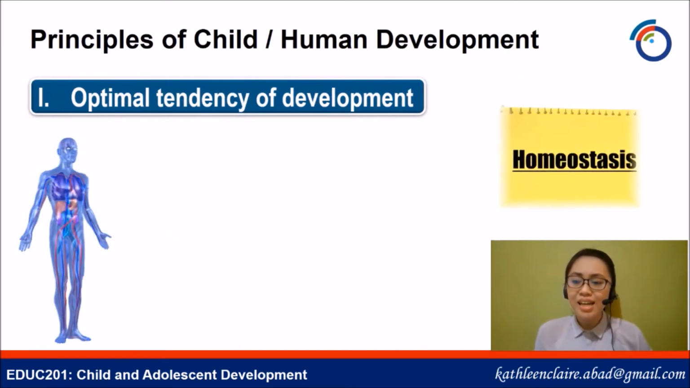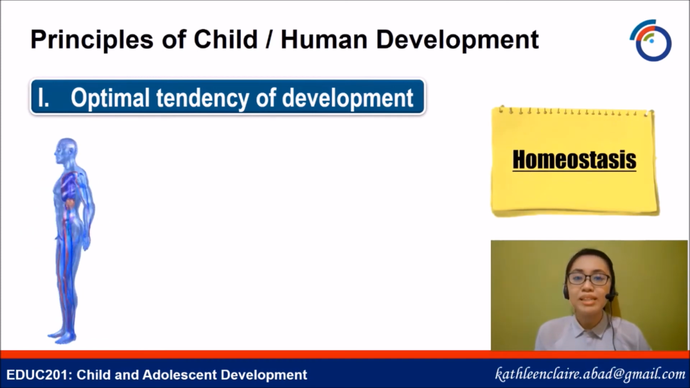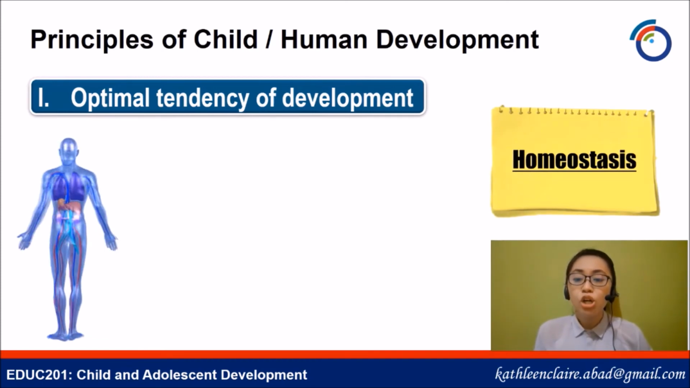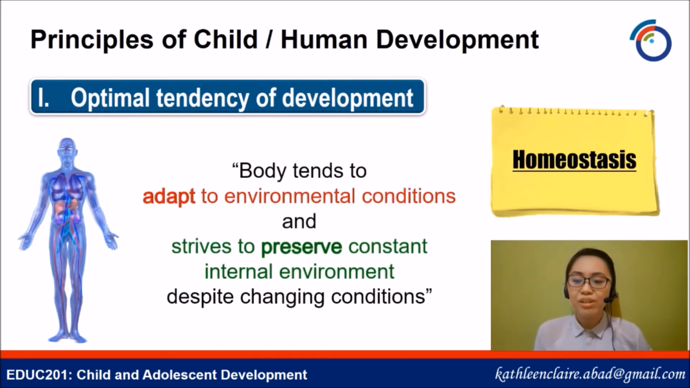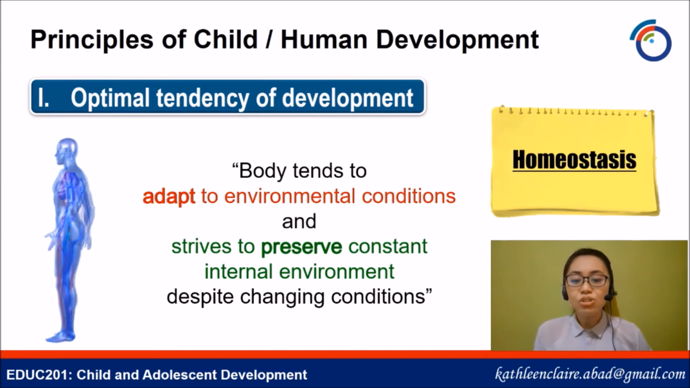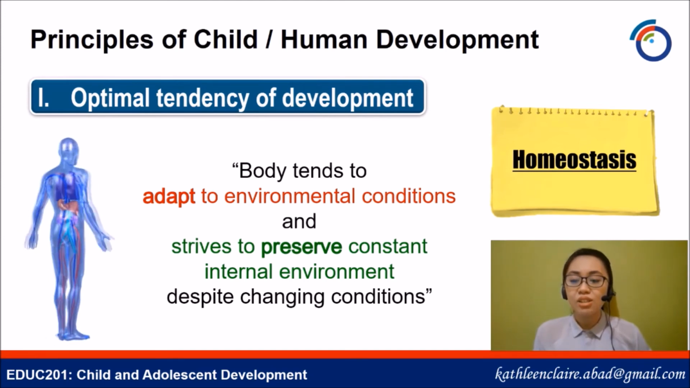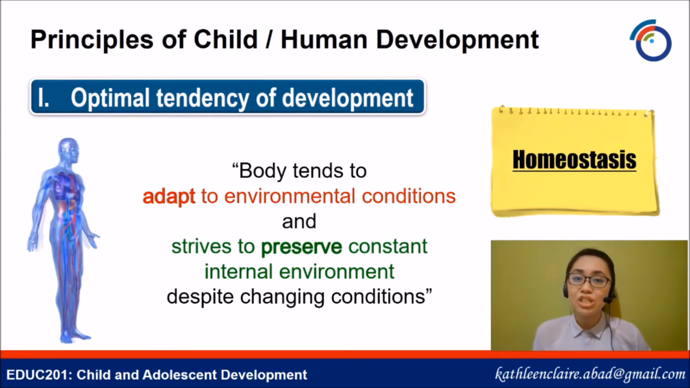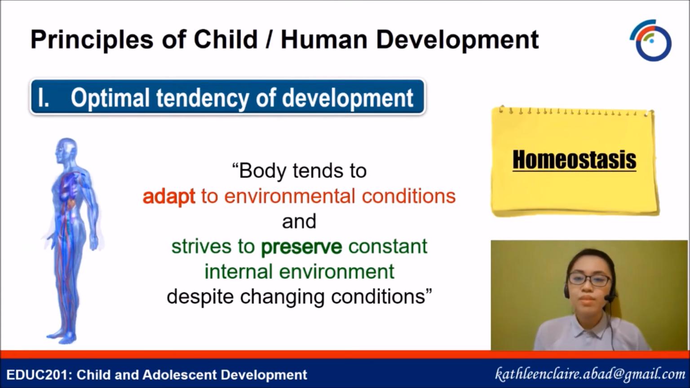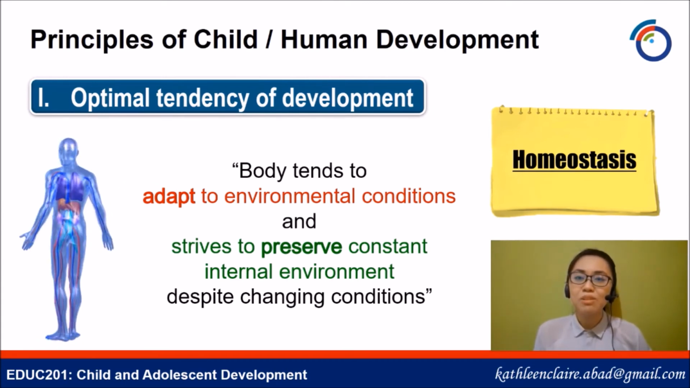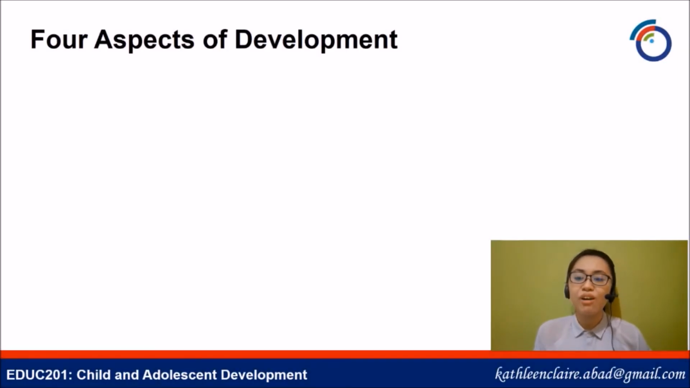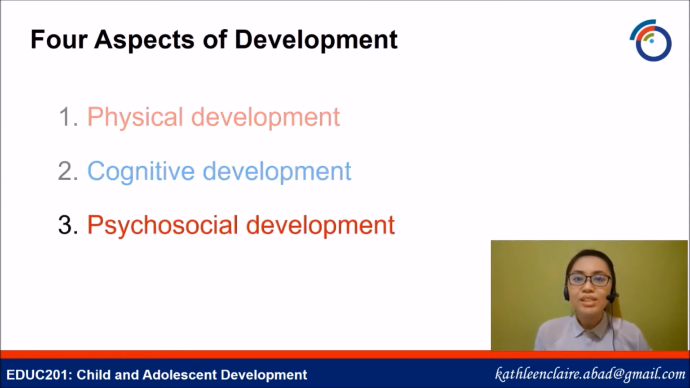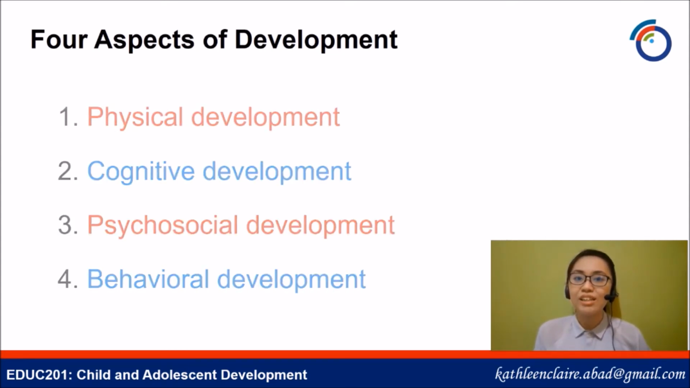So, here ang sinasabi is that the body tends to maintain a state of equilibrium called homeostasis. This is where the body tends to adapt to environmental conditions and strives to preserve constant internal environment despite changing conditions. So now that we know the 9 principles of human development, let's go now to the 4 aspects of development. So meron tayong physical, cognitive, psychosocial, and behavioral development.